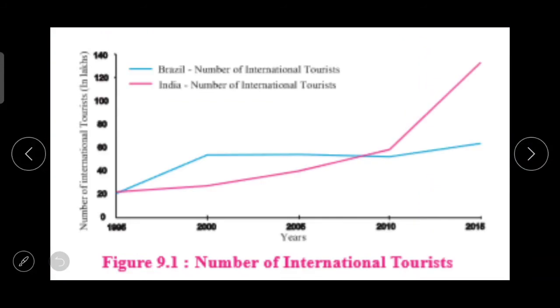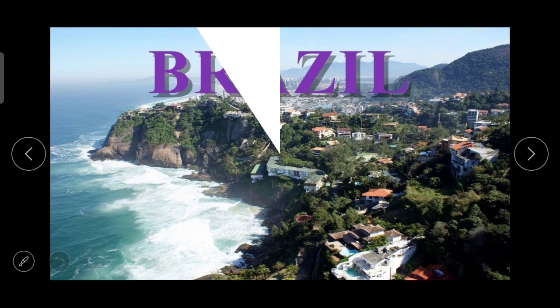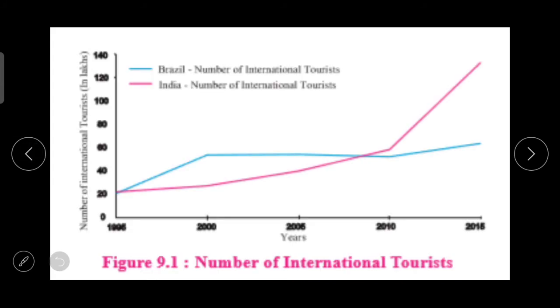And here is figure 9.1 given in our textbook, and the heading of this figure is number of international tourists of Brazil and India. So by this figure you have to answer the questions. Questions are also given. The first question is, which country attracted more international tourists in the year 1995? Here is 1995, and you have to answer the question.